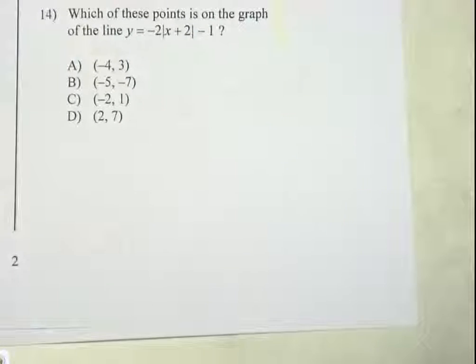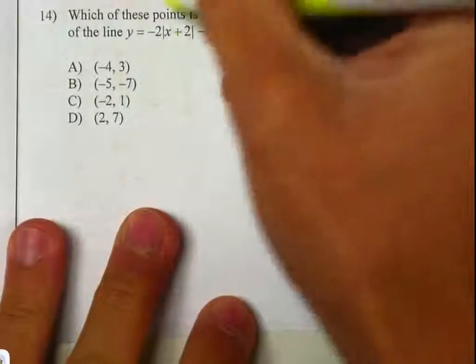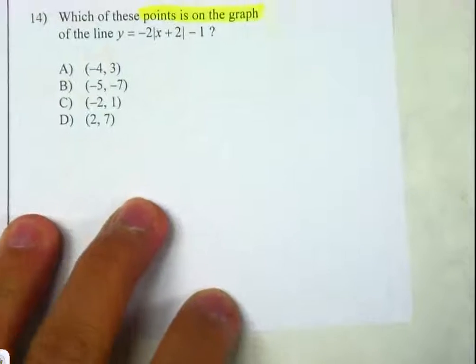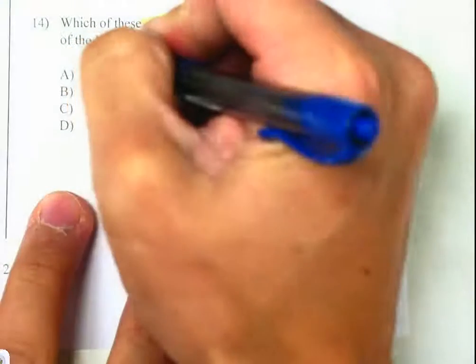Number 14 says which of these points is on the graph. So once again, it's a point on a graph. All we have to do is check if it's a solution. Every point on the graph is a solution. So we're just going to sub it in, x and y.